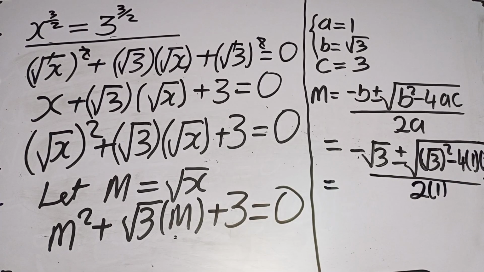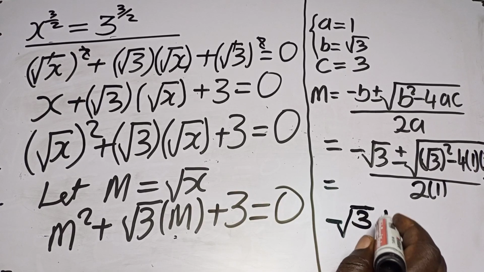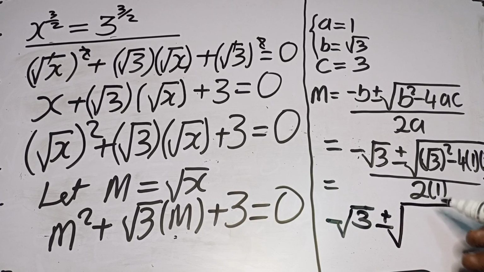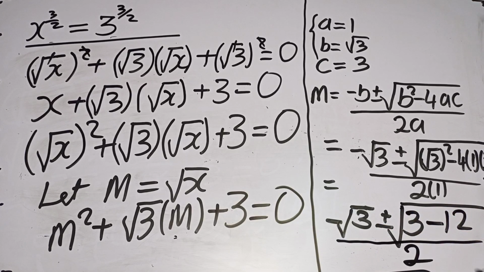This gives us negative root 3 plus or minus the root of root 3 squared, which is just going to give us 3, minus 4 times 1 times 3 is 12, all of that divided by 2. So this is the expression that will give us the values of m. Remember, m is root x. Okay, we continue this way.